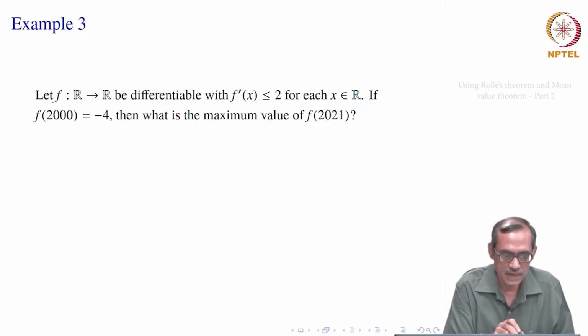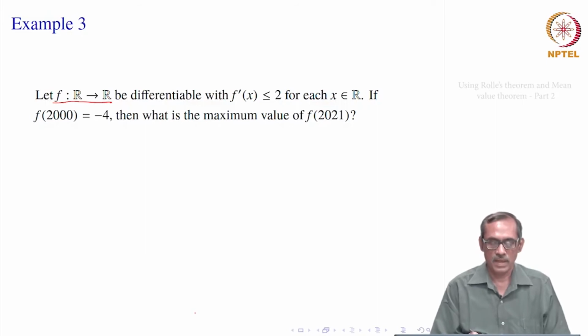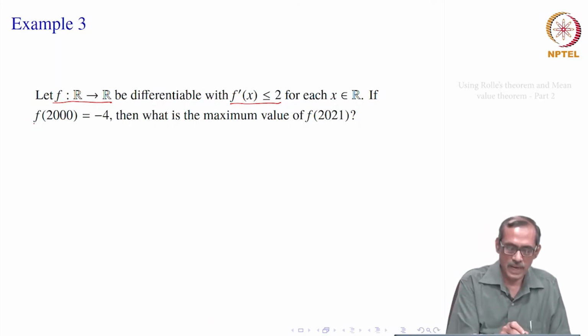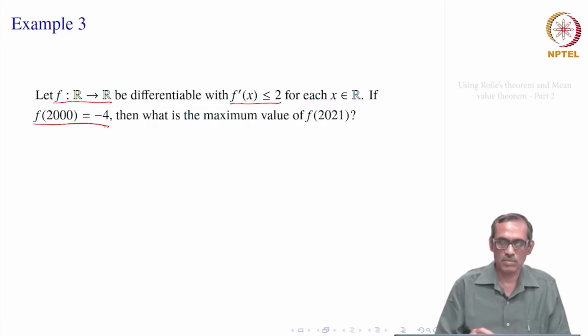Here f is again a real valued function defined over the whole of R, its domain is R. It is given that f is a differentiable function, that is, everywhere it is differentiable, and its derivative is always less than or equal to 2. This is our given information, that f prime of x is less than or equal to 2 at every x. Now, something else is given, that f at 2000 is equal to minus 4.